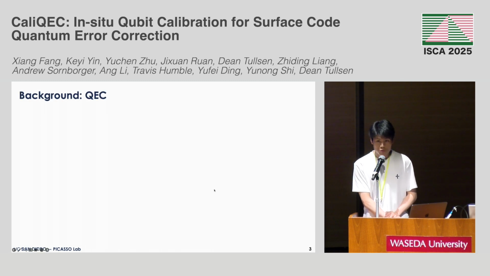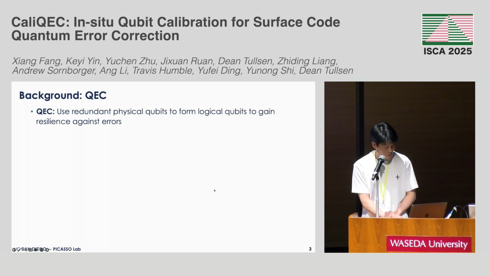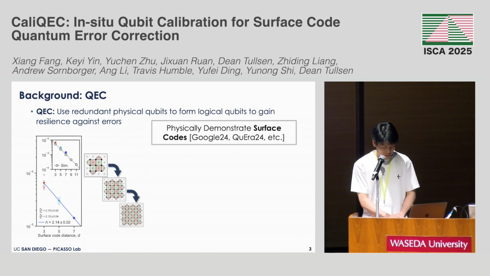So first, let me introduce QEC using one sentence. It's about using redundant physical qubits to form logical qubits to gain resilience against errors. And recently, this field has witnessed amazing progress. Last year, we had multiple research groups demonstrating the surface code, one of the leading QEC solutions, in various hardware platforms, including the Google superconducting device and the QuEra neutral atom device, and a few others.